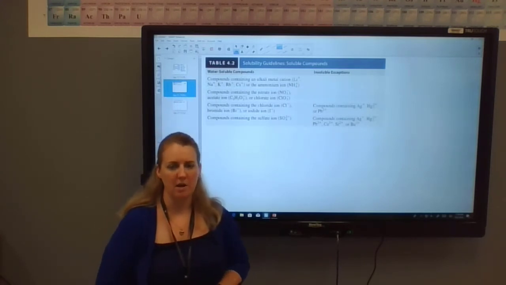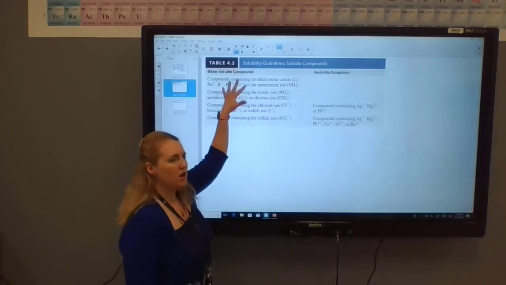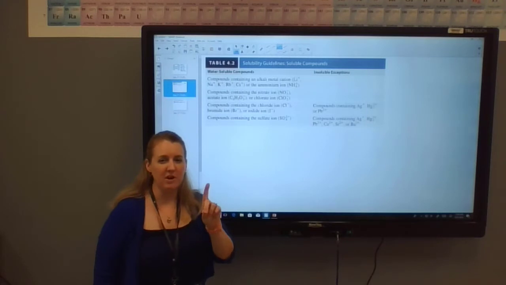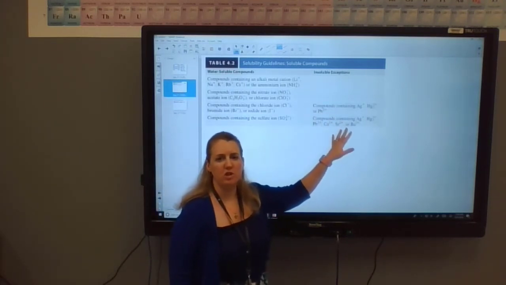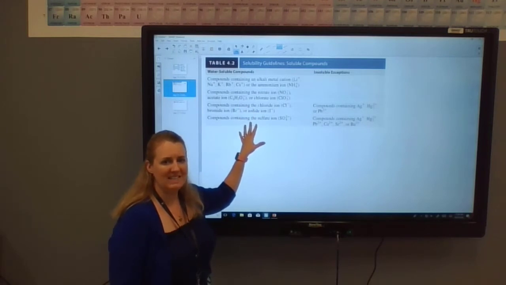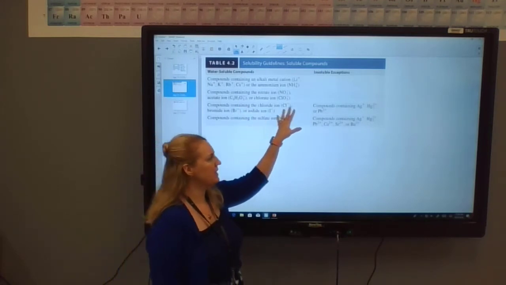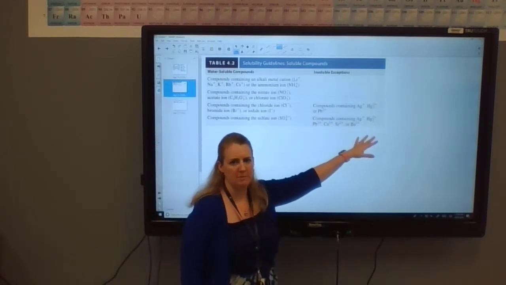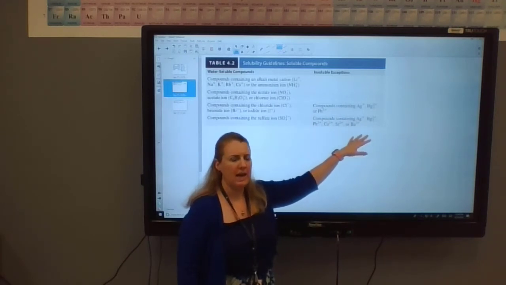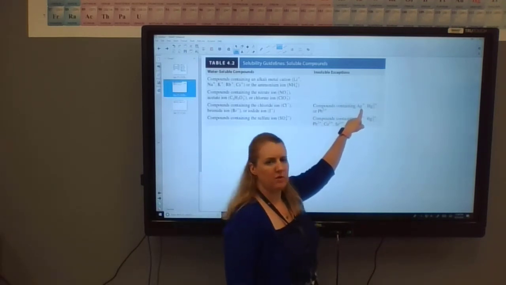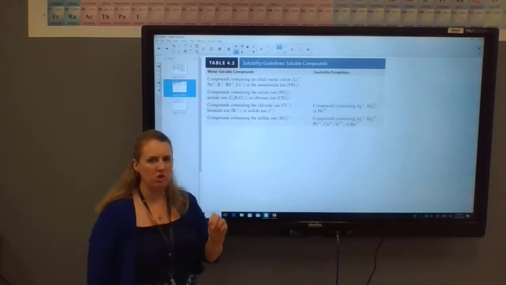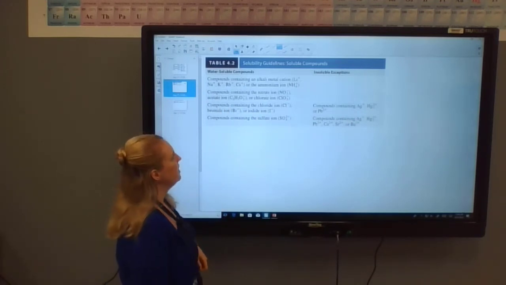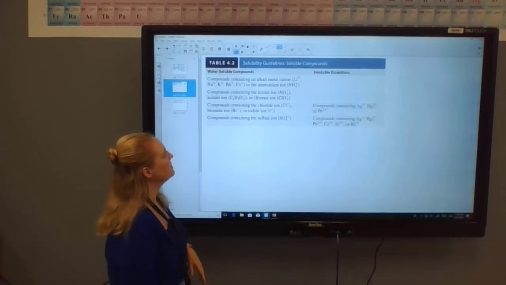compound is soluble. So the way this works is the first column are the rules, and if there are any exceptions to that rule, they are listed in the second column. So first look for a rule that applies, and then check to see if there are exceptions. Don't jump to the exceptions and say, oh, it has silver, therefore it's insoluble. That's only an exception to this rule if you've already determined that you are in that rule. So let's look at a couple of examples here.